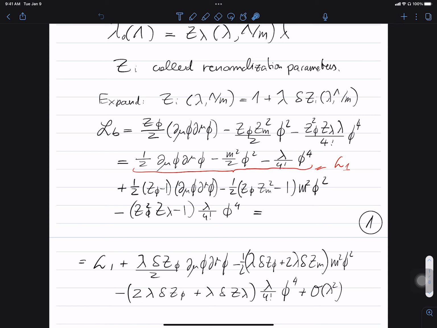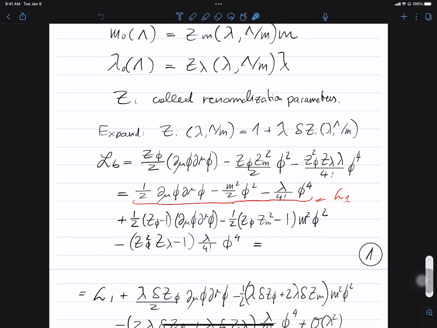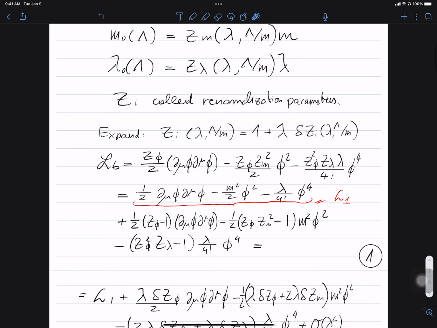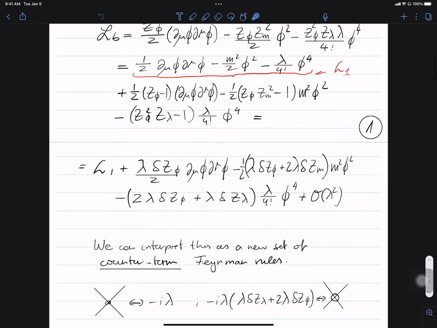But in order to achieve that, we have introduced this so-called renormalization parameters, and now we also have an additional term in the Lagrangian that looks like that, which contains the renormalization parameters. Another thing which we can do is to expand the renormalization parameters for small coupling constants lambda. So at leading order, they all equal 1 plus some correction, lambda times delta Z m, delta Z lambda, or delta Z phi. Doing that, we can expand this expression here, and we get the following expression.